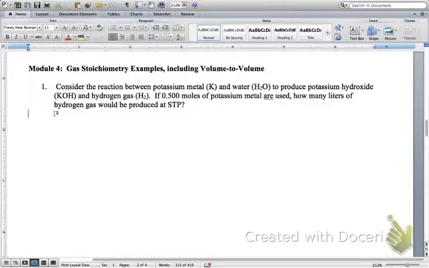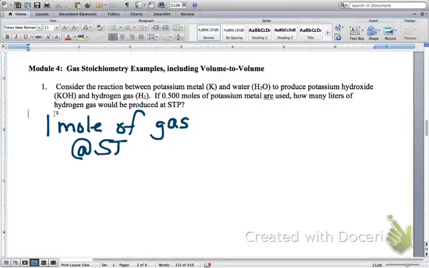Let's see. 1 mole of any gas at STP equals 22.4 liters. Does that number sound familiar? Yes? Okay, that's what we call standard molar volume. 1 mole of any gas at standard temperature and pressure occupies a volume of 22.4 liters.